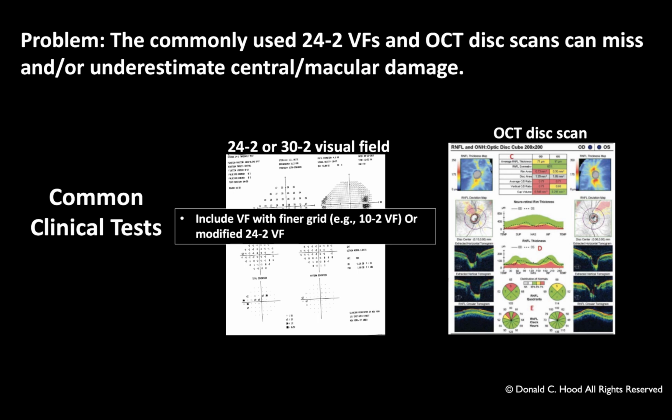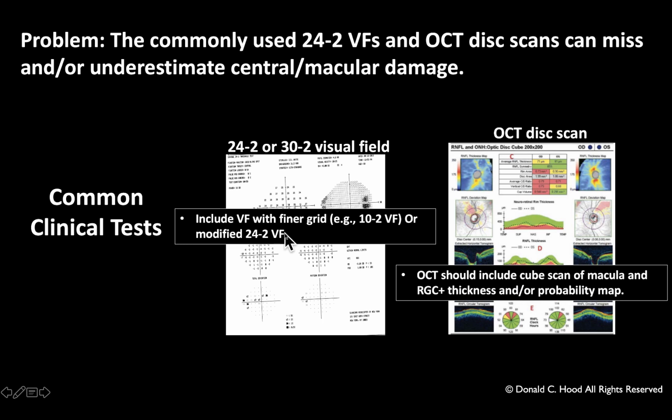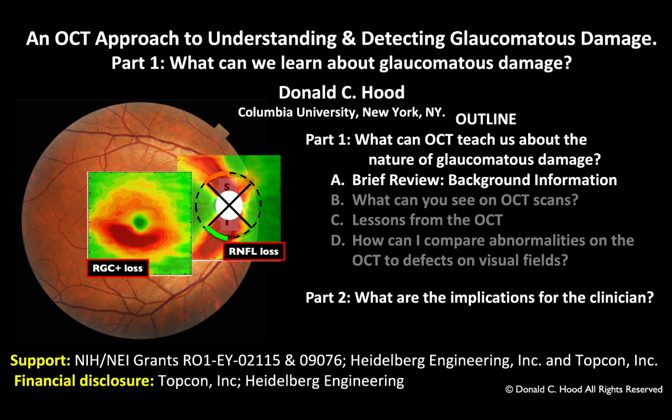So the common clinical tests that are done are typically a 24-2 visual field and OCT disc scan. We're going to argue in the next lecture that you're going to want to include visual fields with a 10-2 or modified pattern, and you're going to want more than just the cube scan of the disc. You'll want a cube scan of the macula as well.